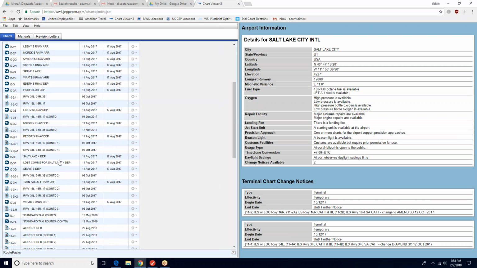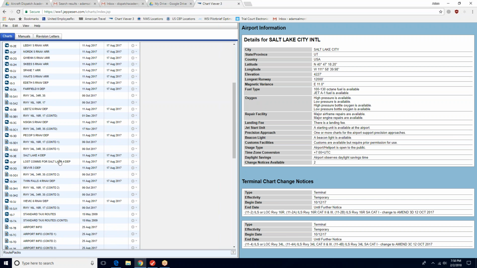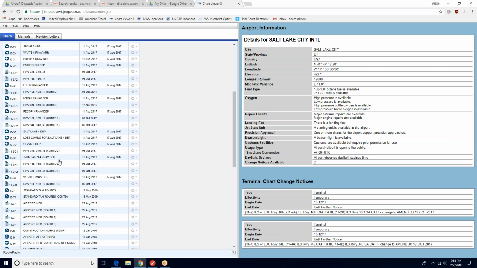Sierra, when I get time, I'll show you on my flight simulator. I'll show you what the SID is while I'm on the simulator. I'll explain it to you.